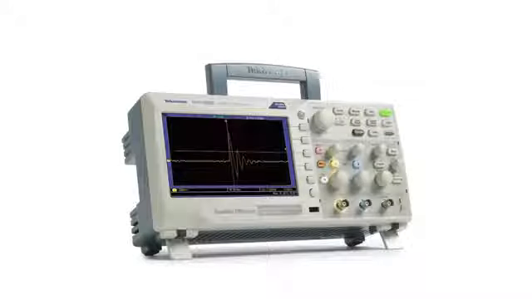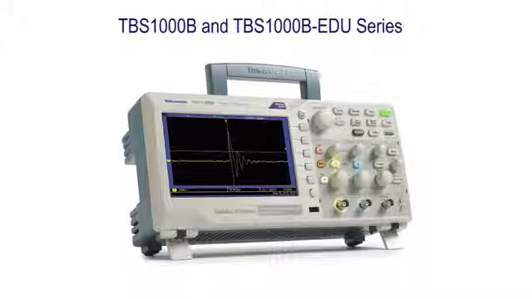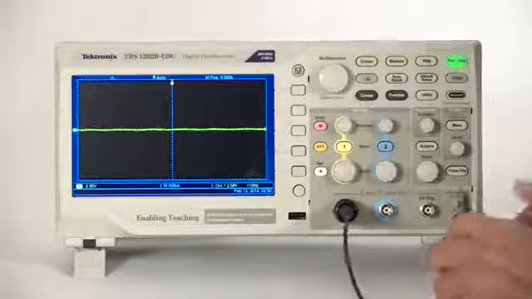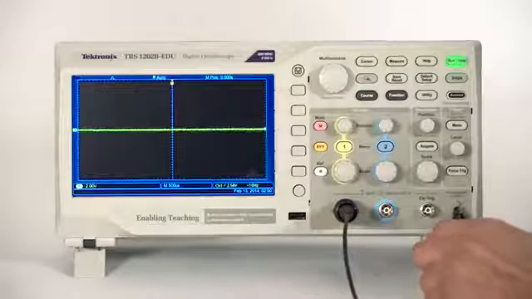Making accurate waveform measurements on a TBS1000B or TBS1000B EDU oscilloscope is easy to do once you know how. There are several techniques for making measurements, and we'll cover each one briefly in this video. For this video, we'll make measurements on the calibration output of the scope.